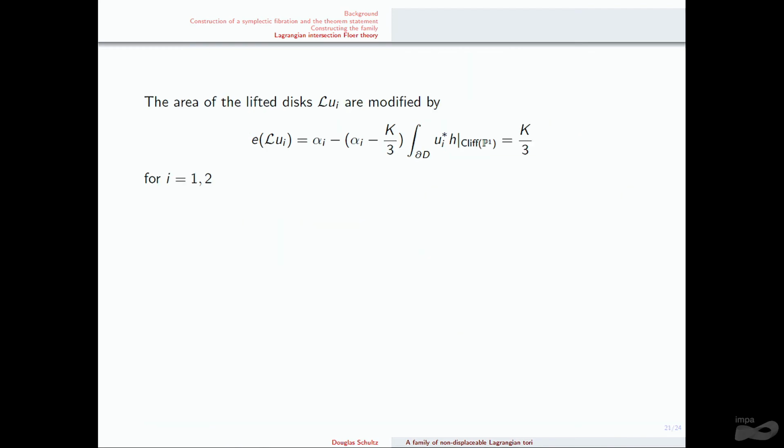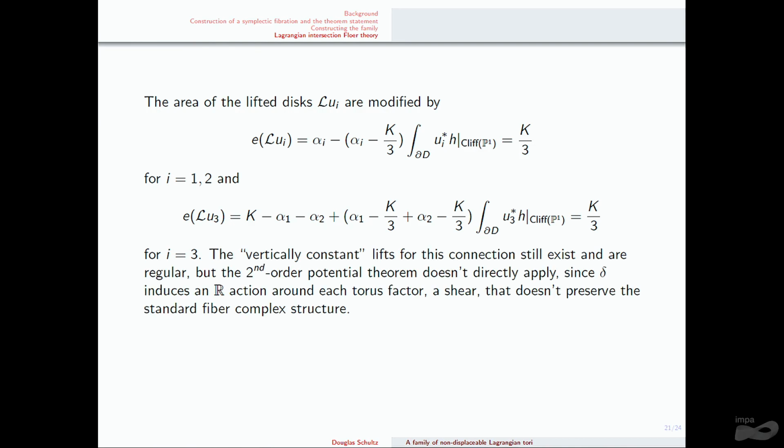And then the area of the lifted disks is modified by this. So you started with alpha, and then you integrate H around the boundary by Stokes' theorem, and you get K over 3 for, say, the first two. Then for the last two, it's along the diagonal in the base, and you have a change of sign since it's going the opposite direction. So you get K over 3 again.